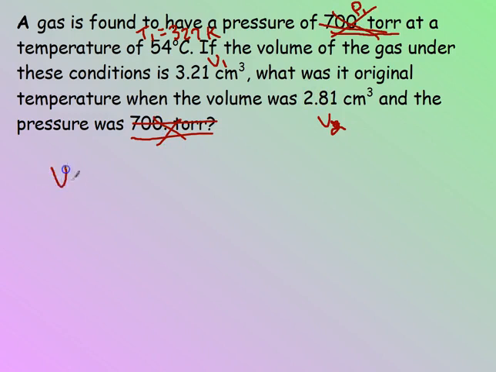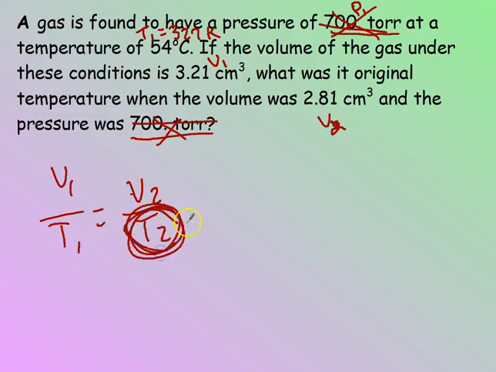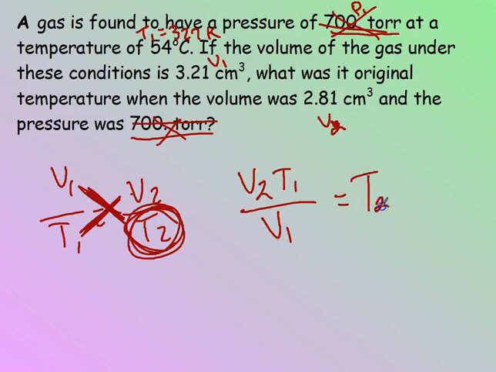So let me write my formula. V1 over T1 is equal to V2 over T2. This time I'm missing temperature 2, so I'm going to circle this one. I'm going to cross multiply. I'm going to do the cross first. So it's going to be volume 2 times temperature 1 divided by whatever's on this side, so divided by volume 1, is equal to temperature 2.